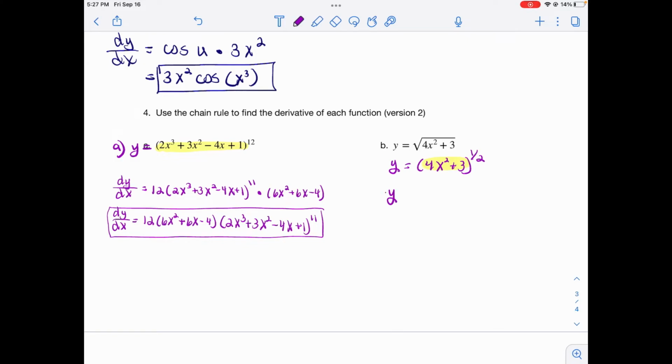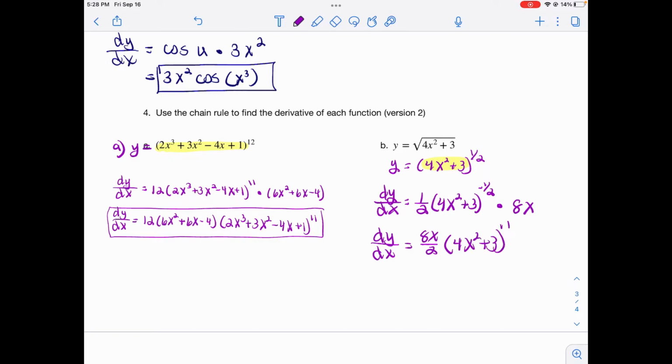So when I take my derivative of y with respect to x, I'm going to take 1/2, that something, that highlighted part, and then 1/2 minus 1, decrease my power by 1. It gives us negative 1/2. And now I'm going to multiply that by my derivative of the inside. And then just clean this up. So half of 8x will simplify down to 4x.